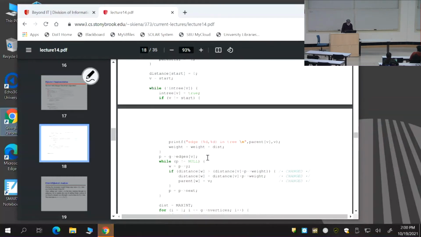The while loop: V is not in the entry. What is that going to go around? How many times is that while loop going to go around? O of N, we're gradually adding every vertex to the shortest path spanning tree, right? And how long is this going to go around? Well, generally we've got a loop here, which is going to go around how many times? The degree of V.